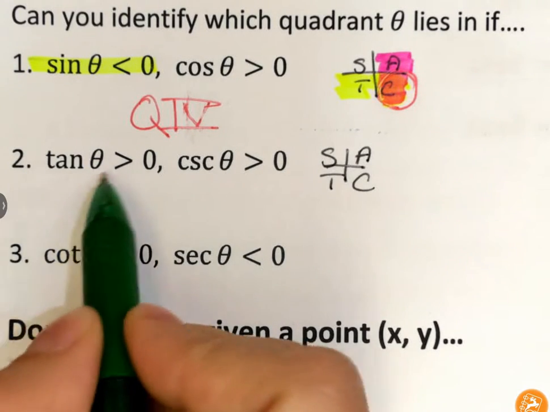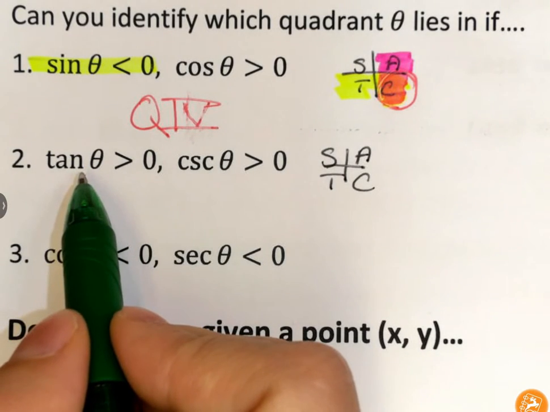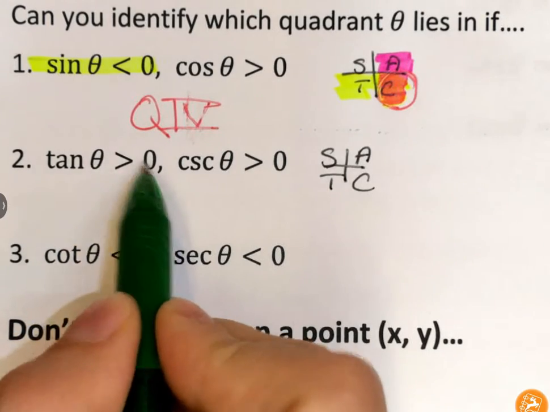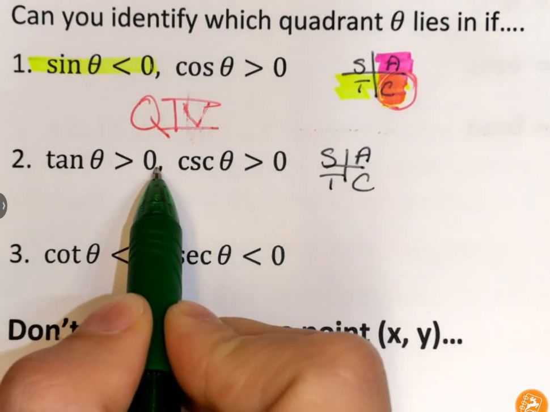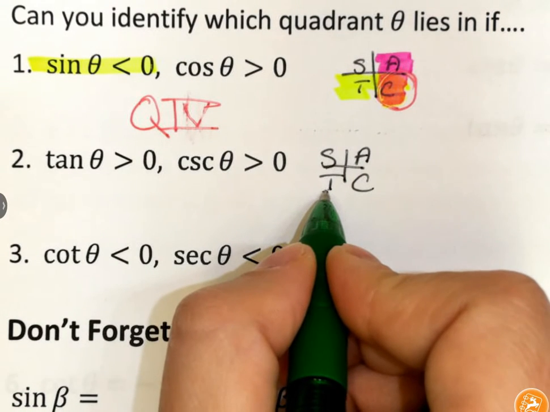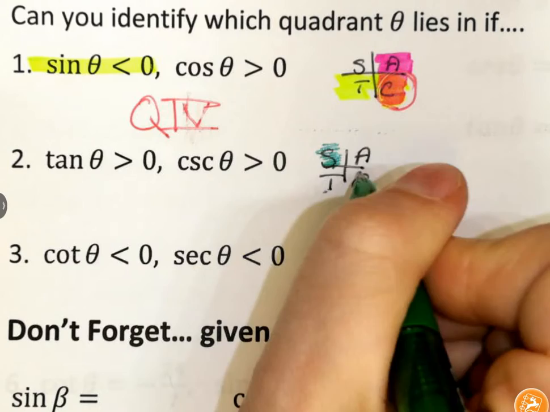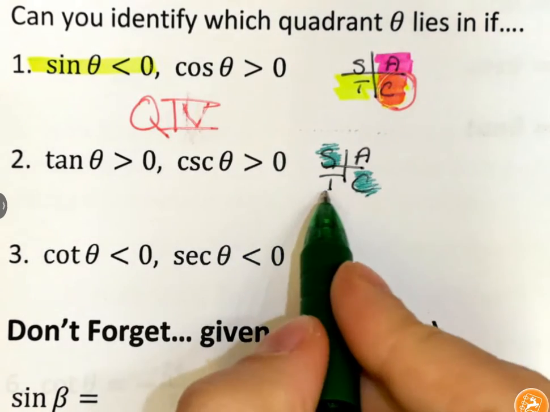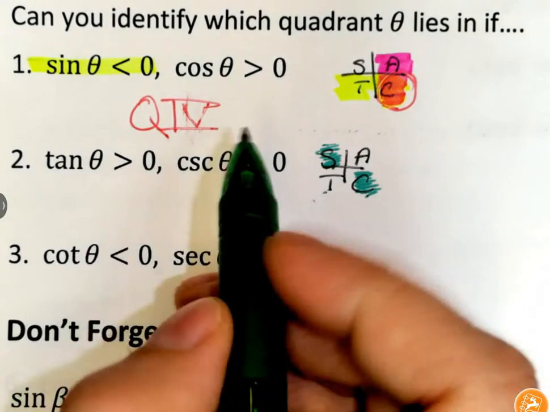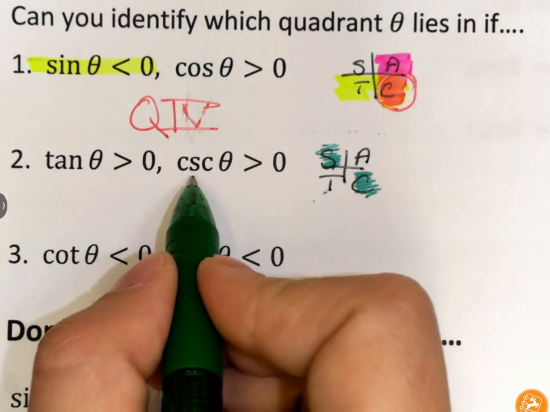Tangent. What is tangent supposed to be? Tangent here is positive. Greater than 0 is positive. That means that this tangent is positive, where else is tangent positive? Quadrant 1. So if you want to just kind of ignore the others, you can say, hey, tangent is positive in 1 and 3. Then it says, what is this?